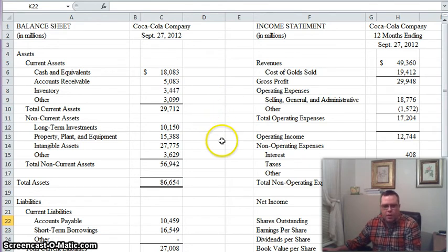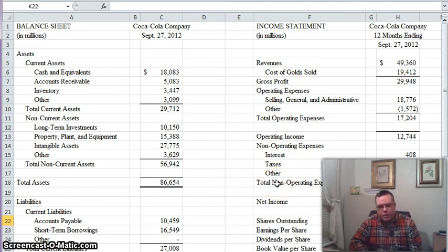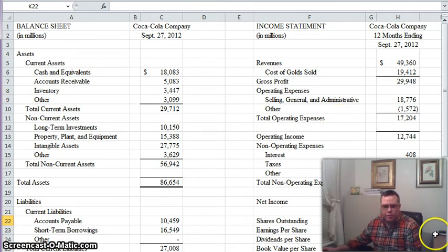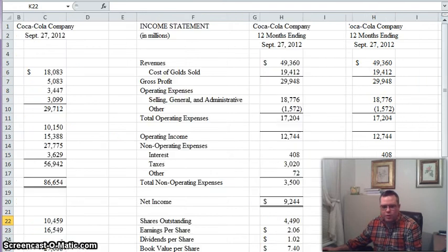As we go through this lecture, you'll see how I got the answers for the Coke part. But before we get to all those ratios listed on the outline, we're going to start with a thing called common size statements. A common size statement is just a way to real quickly look at what these numbers mean. We're going to start with the income statement.